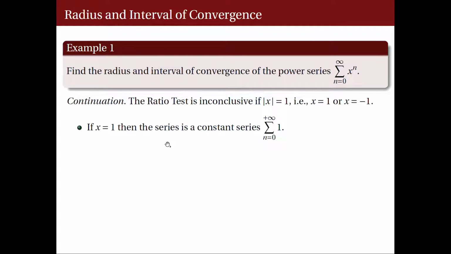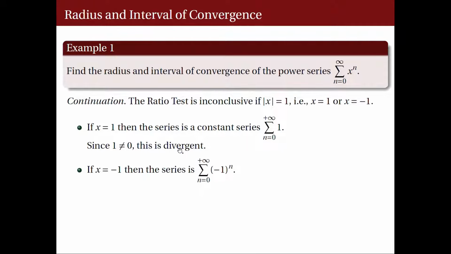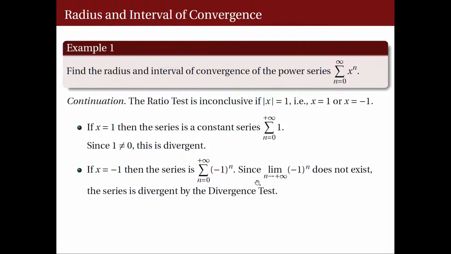For x is equal to 1, notice that the series is a constant series, and we know that a constant series is divergent when the terms are not equal to 0. For x is equal to -1, the series is the sum of -1 to the n, n equals 0 to positive infinity. Notice that the limit of -1 to the n as n approaches positive infinity does not exist. Therefore, by divergence test, the series is divergent. And therefore, the radius of convergence is equal to 1 and the interval of convergence is equal to -1 to 1.